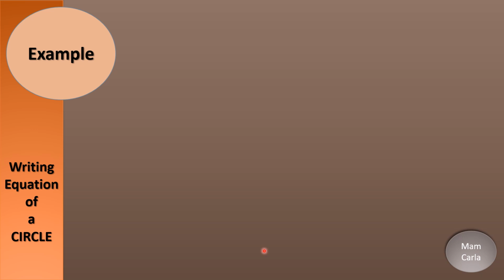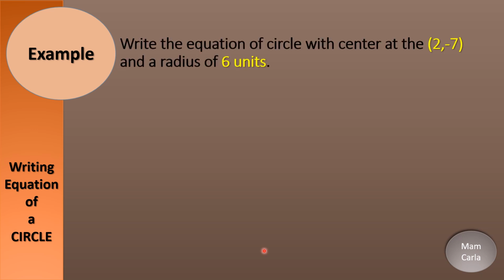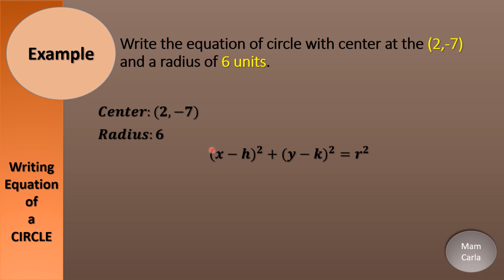Let us have this example. Write the equation of a circle with a center at (2, -7) and a radius of 6 units. So the center is at (2, -7) and the radius is 6. So we will be using the equation (x - h)² + (y - k)² = r². Substituting the value of h, which is 2, and the value of k, which is -7, there we have (x - 2)² + (y - (-7))² = 6².